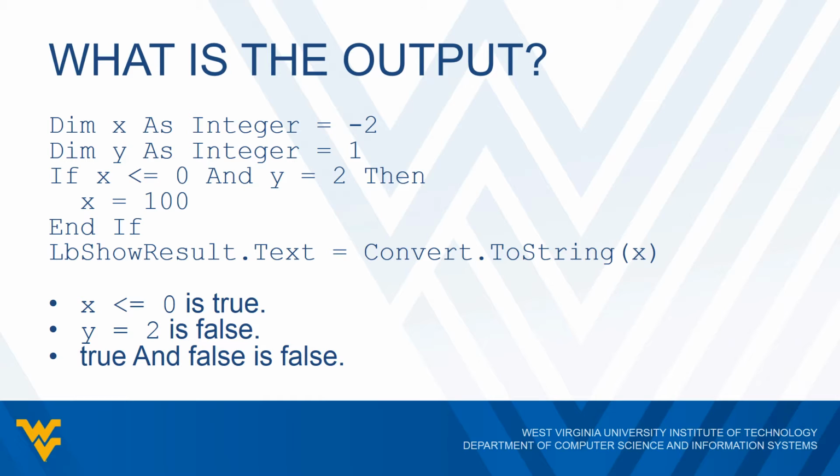So we have true and false, which is false because they both have to be true for it to be true. Therefore, we skip the then portion of the if statement and we store whatever x currently is into our label. Since that's negative 2, the output is going to be negative 2.